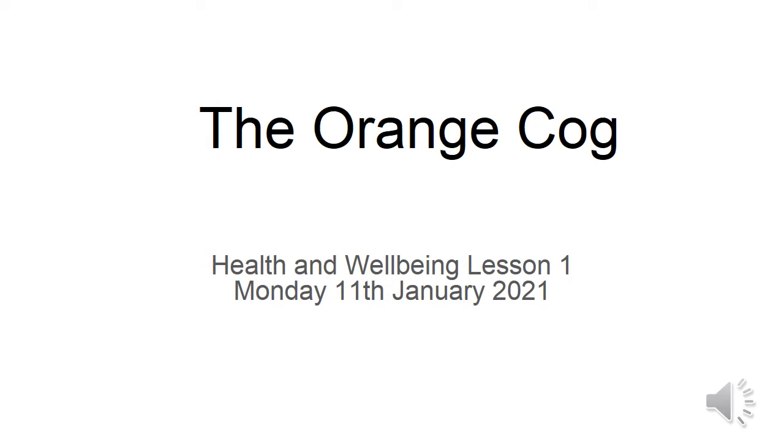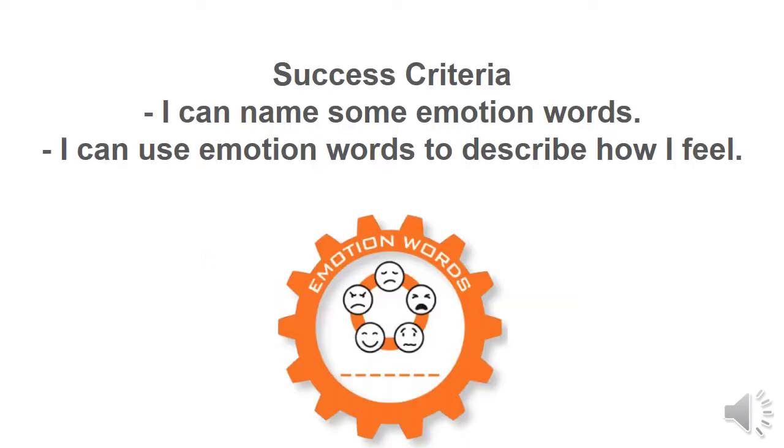We are going to look at the orange cog today, and we are going to have a look at all of the emotion words that we can think of. So in order to be successful today, we will be able to name some emotion words, and we will be able to use these words to describe how we feel.